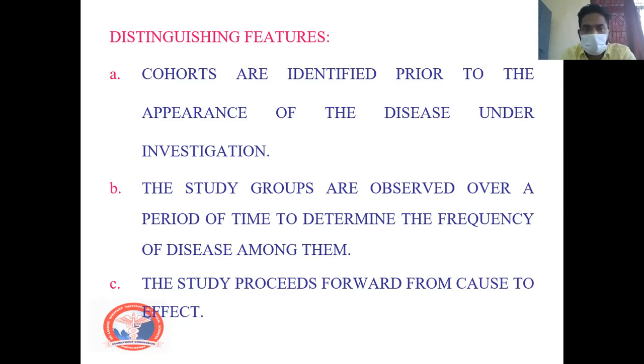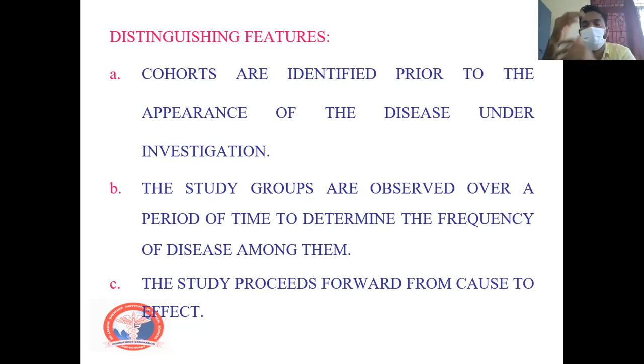We'll be asking the history. Whereas in cohort study, the study groups are observed or followed up for a duration of time to determine the frequency of disease among the study subjects. The study proceeds forward from cause to effect. In cohort study, subjects are exposed to a risk factor, followed for a duration of time, then the disease occurs. So from cause to effect.